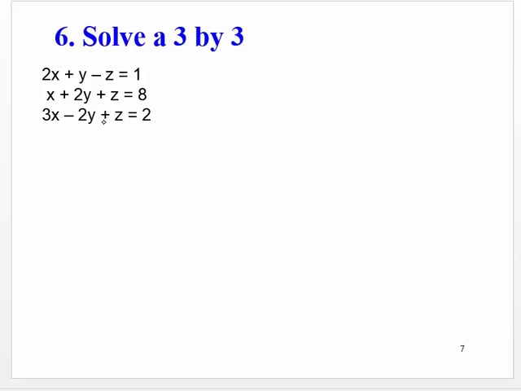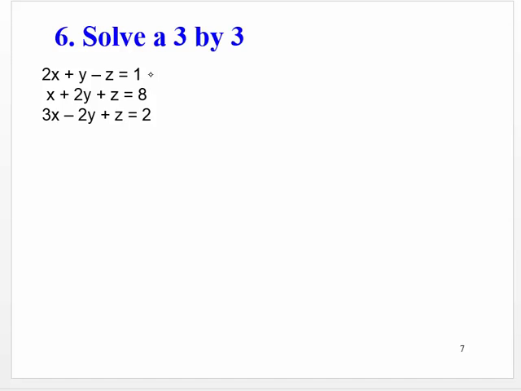Okay, now the new stuff. How can we solve a 3x3? And what you do is you have to eliminate one of the variables and bring us down to a 2x2, and then we can solve that one. So let me show you what I mean.